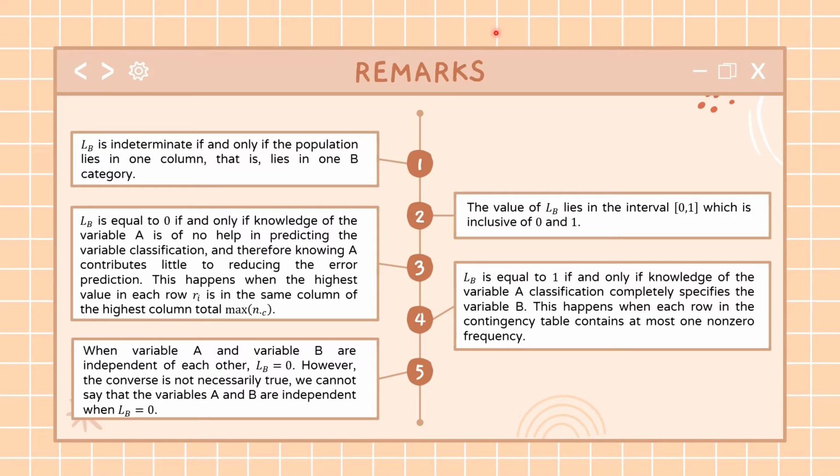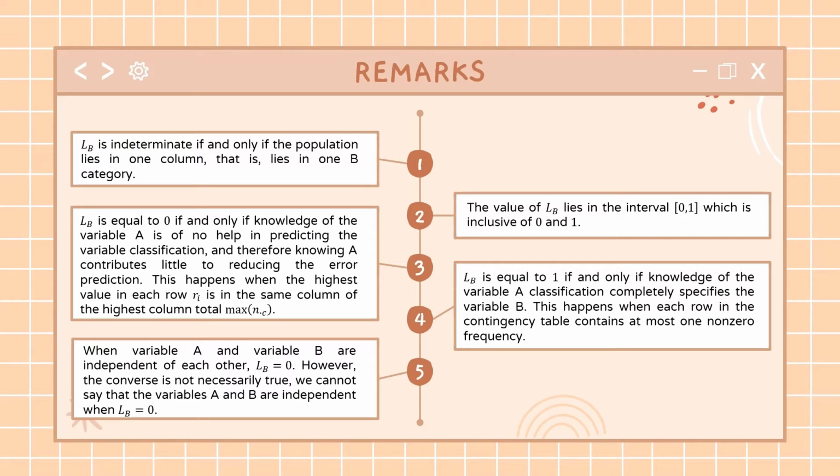For the second remark, the value of Ls of B lies in the interval 0 to 1, which is inclusive of 0 and 1. For the third remark, Ls of B is equal to 0 if and only if the knowledge of the variable A is of no help in predicting the variable B classification, and therefore, knowing A contributes little to reducing the error prediction. This happens when the highest value in each row Rs of I is in the same column of the highest column total, max of n sub dot c.